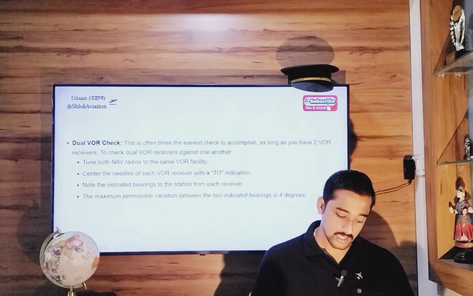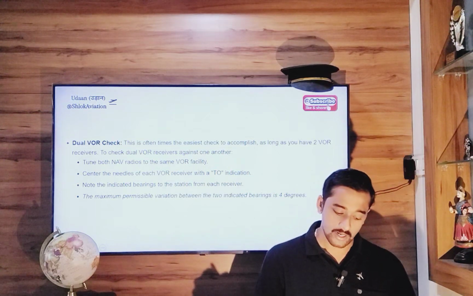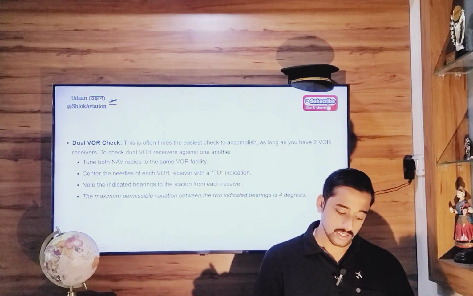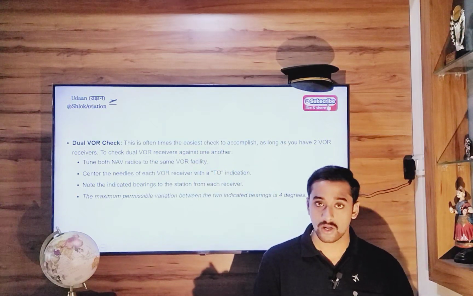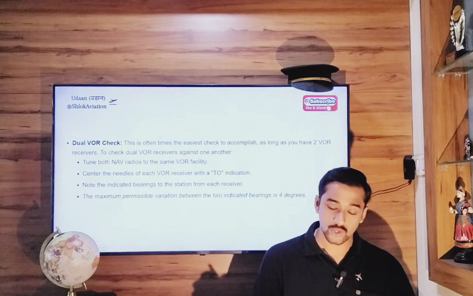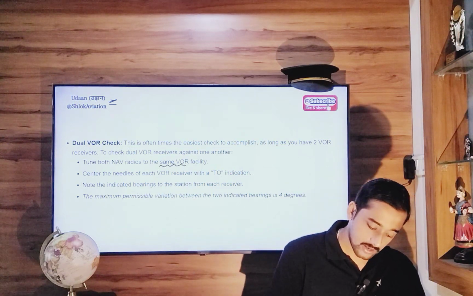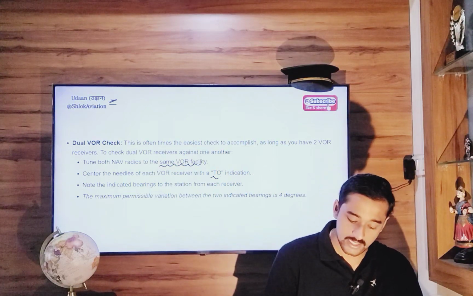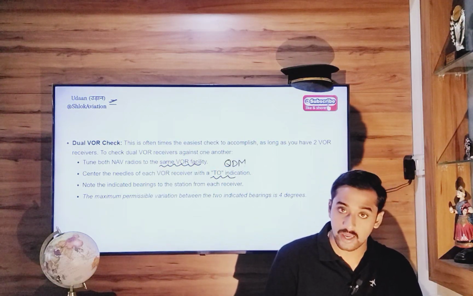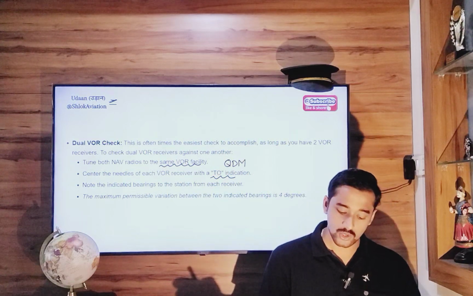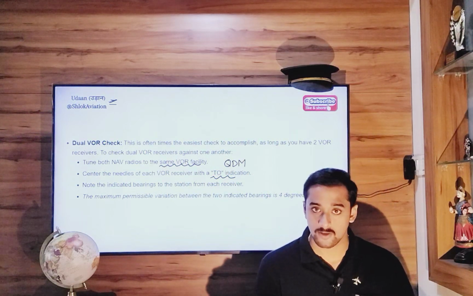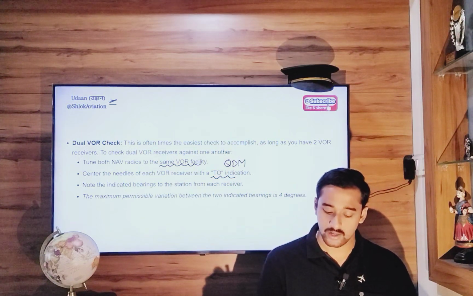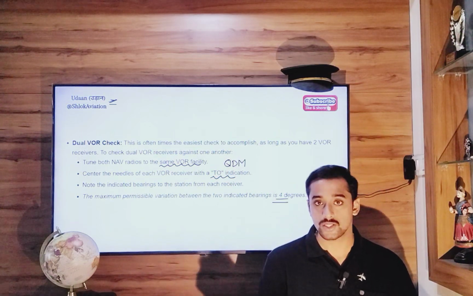Question, okay, so read this. Dual VOR check. This is often the easiest check to accomplish as long as you have two VOR receivers. To check dual VOR receivers against one another, tune both nav radios to the same VOR facility, very important. Center the needles of each VOR receiver with a TO indication. Like I said, bearing to the station, or QDM. Note the indicated bearings to the station from each of those receivers. The maximum permissible variation between the two indicated bearings is 4 degrees.